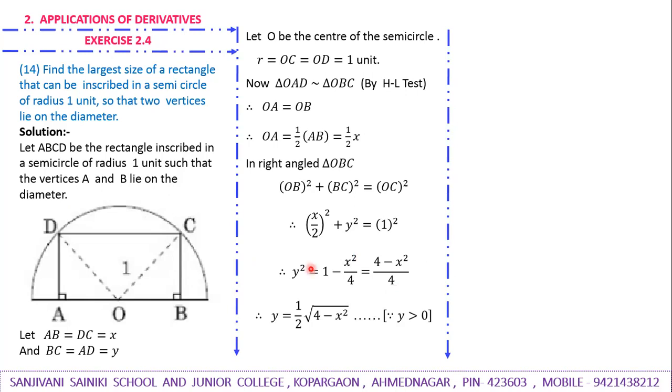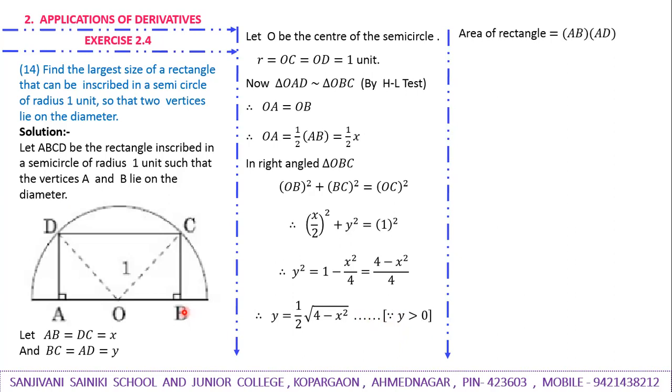So take the square root, y is equal to 1 upon 2 root 4 minus x square. Now I have not taken the plus minus sign here because the breadth is always positive. So we can exclude that negative. So we have taken only the positive value, 1 upon 2 root 4 minus x square.